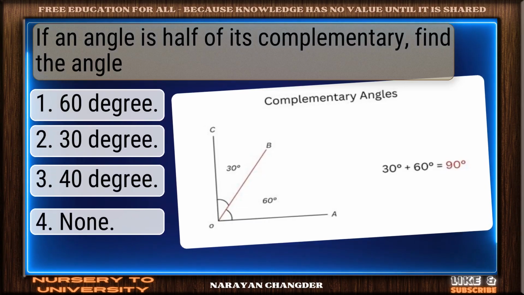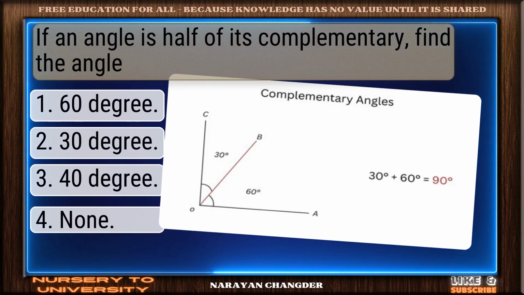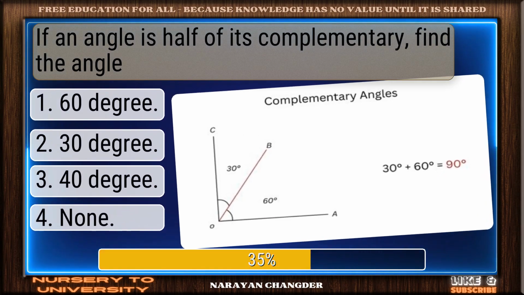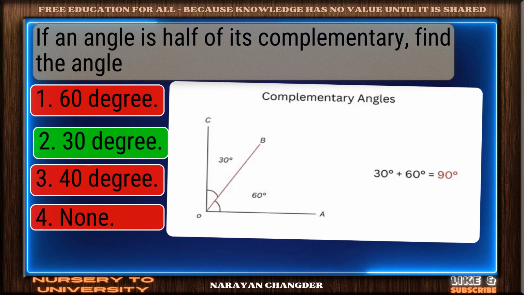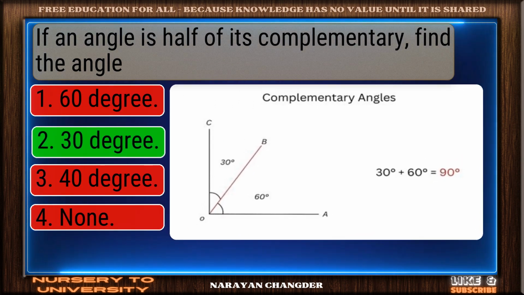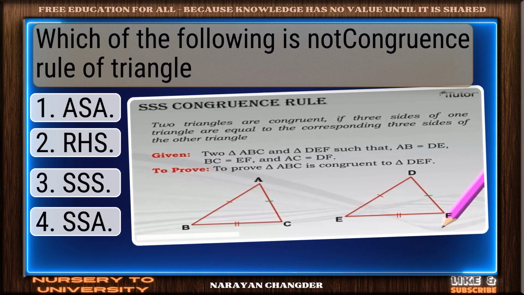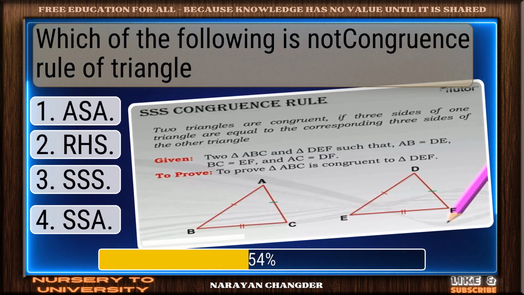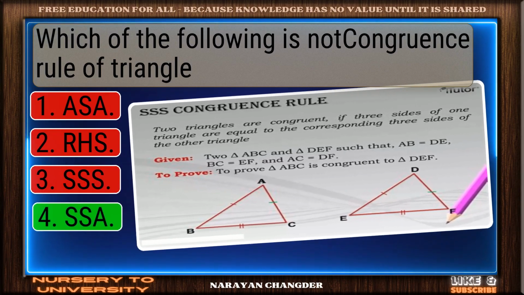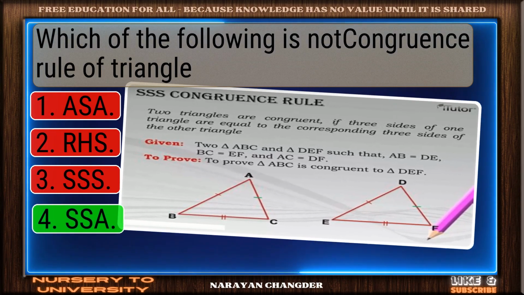Question number 55. If an angle is half of its complement, find the angle. Solid response. 30 degrees is a valid choice. Question number 56. Which of the following is not a congruence rule of triangles? Good thinking. SSA is the right answer.